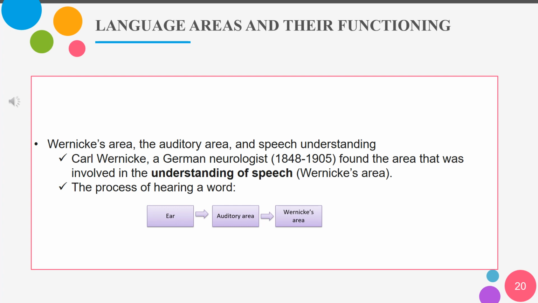Now we move to Wernicke's area, the auditory area, and speech understanding. While Broca's area is concerned with speech production, Wernicke's area is concerned with speech understanding. Karl Wernicke, a German neurologist, 1848 up to 1905, found the area that was involved in the understanding of speech, which is called Wernicke's area.